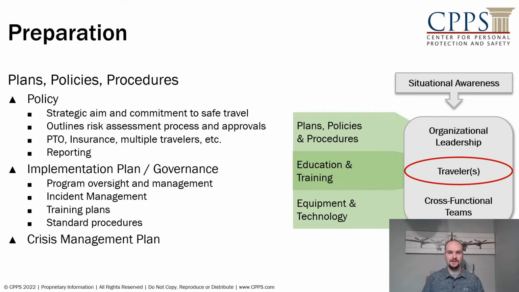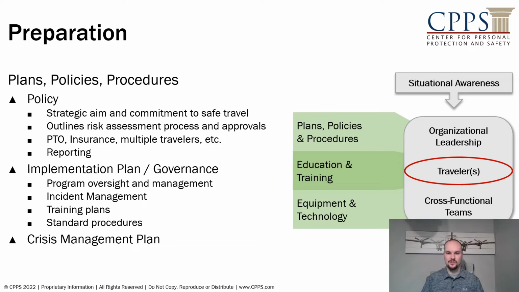So largely this becomes accomplished by a policy. The policy is the strategic aim, and it's the commitment to safe travel. It's the commitment to mitigating travel-related risk. This is going to outline how we identify the level of risk associated with certain countries or regions, and whether specific approvals are required to go to certain locations. Are we talking about PTO, or as the industry likes to call it, bleisure sometimes, addressing insurance, addressing multiple travelers on one vessel or plane or train, whatever it might be, the reporting or escalation process.